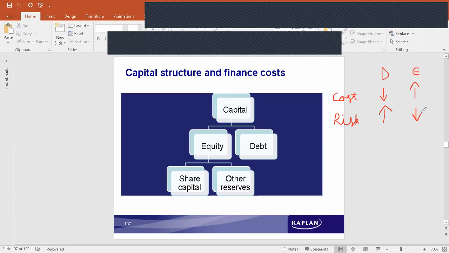Share capital is irredeemable. All of us know. As long as the company exists, the amounts are with the company. The company has absolutely no obligation to pay back the share capital. Of course, there is another situation, which you will learn about when the time comes, called buyback of shares, where the company buys back its own shares. That's a different situation altogether. But as such, there's no obligation to settle that.